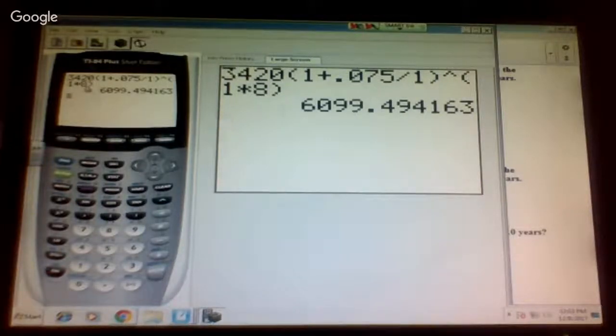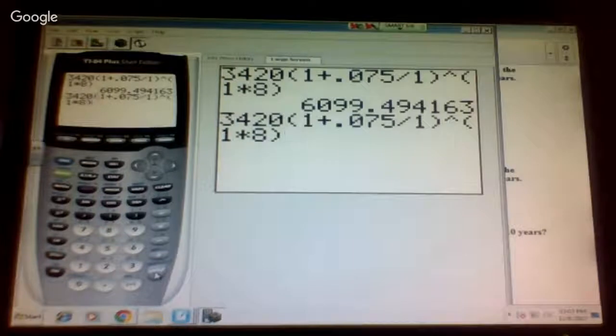Let's say I wanted to go back and raise it to the 1 times 5 instead. If you hit second, enter, everything that you just plugged in comes right back up, and all you have to do is change it, instead of re-entering it over and over and over again. You can just go back and change stuff.